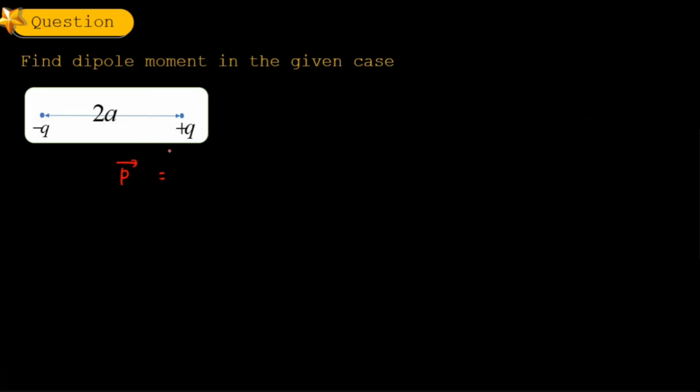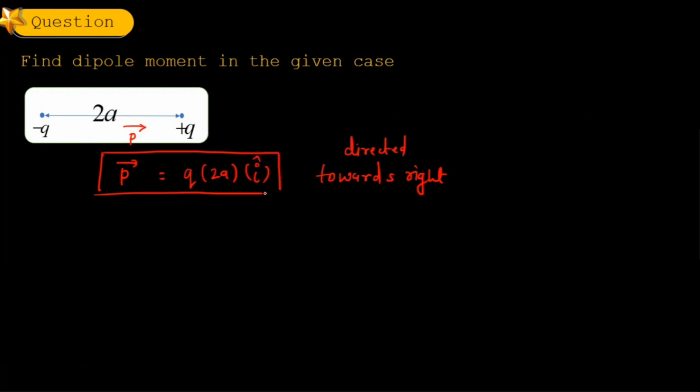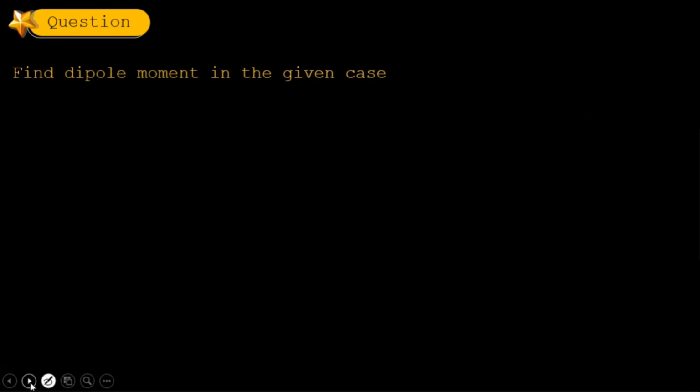And what about in this case? Q times 2a. Exactly. And what about direction? Direction is towards right side. Direction is from negative charge to positive charge. So if it is towards the right side, we'll represent it by i cap. Or you can also write that it is directed towards right. So it's your choice to either use i cap or to write it in words, towards right side or towards left side. So keep this point in mind.